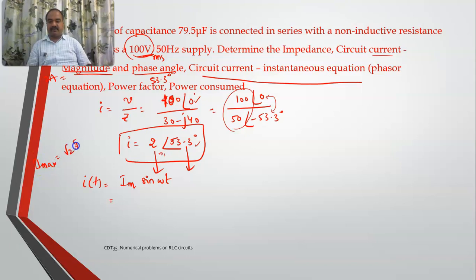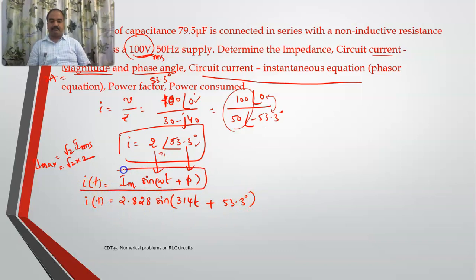Imax is root 2 into IRMS. So root 2 into 2. What is root 2 into 2? You will get somewhere around 2.828. Sine omega t, we have already seen omega is 314.15. I'll just write it as 314t plus phi, plus what is the angle? 53.3. This is the instantaneous equation. Try to remember this one.